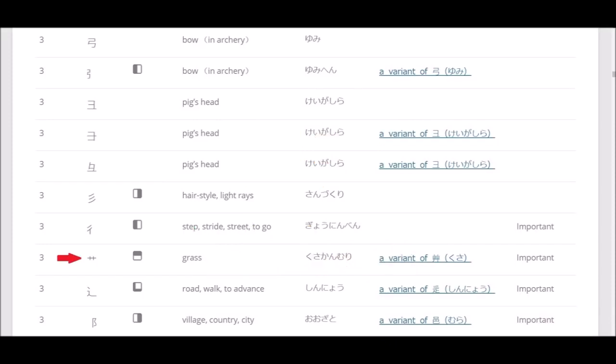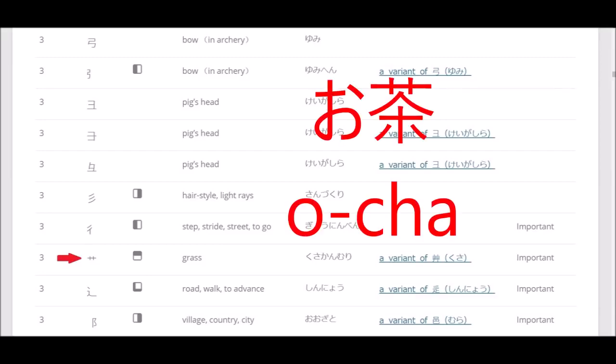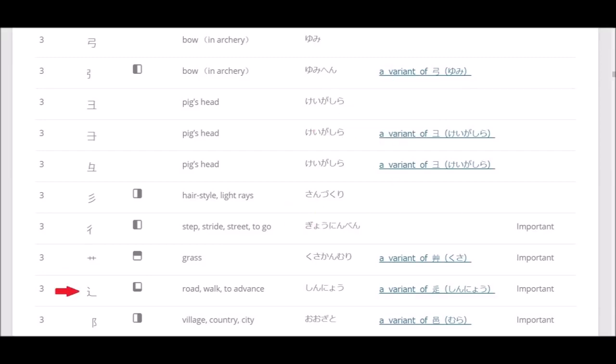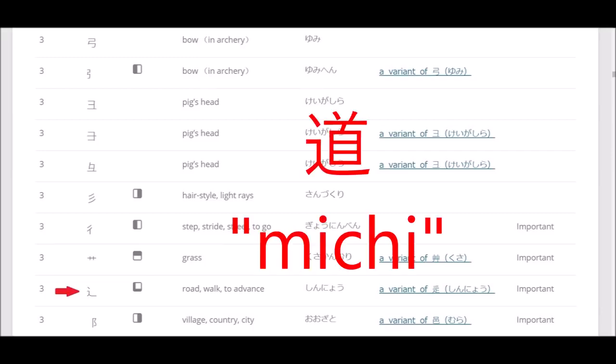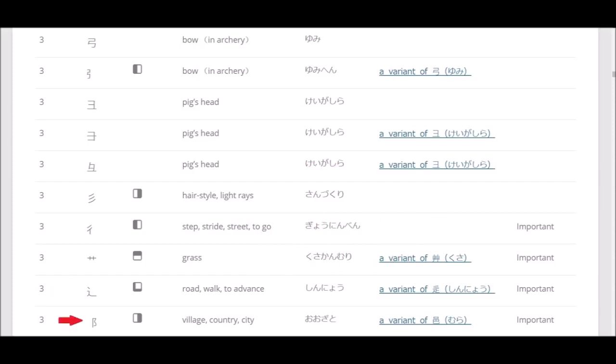It's a radical that's used in cha, which is tea. Shinyo, road, walk, to advance, yes, very important. It is the radical used in michi, which is path or road. All right, this one, I have always thought of it in my mind as Estzet, because I've also studied German, and there's that double S, and it looks like an Estzet, or you might think of it as a capital B, but it's actually Ozato, and it's village, country, or city, and yeah, it's very commonly used. And here it is again.